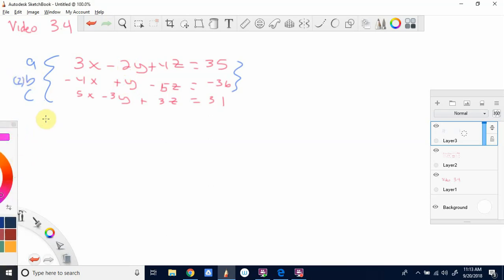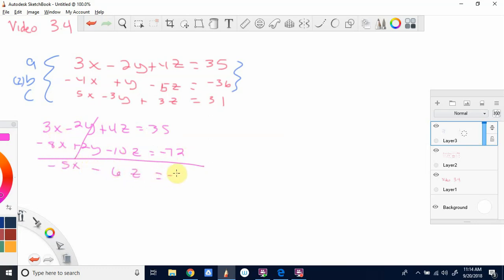So let's rewrite it. We're not doing anything to equation A, so we're going to write it just as is. And then we're going to multiply the second by 2. So -8x plus 2y minus 10z equals -72. Now we simply add the equations. This cancels out. This becomes -5x minus 6z equals -37. I'm going to call this solution D.